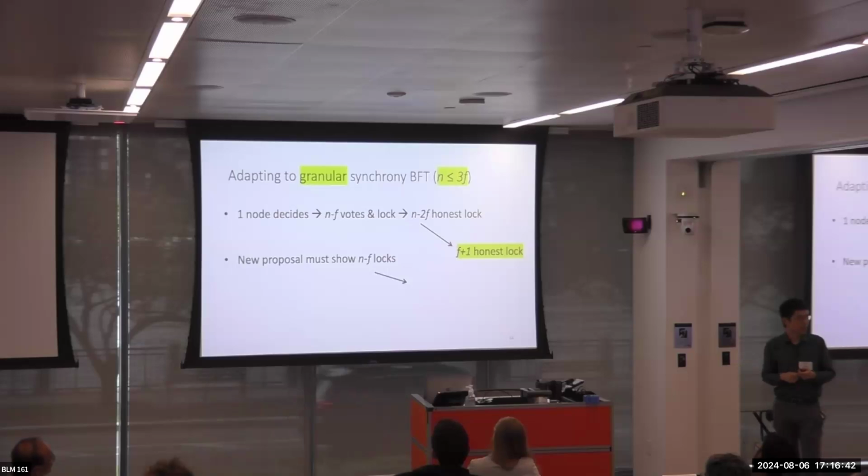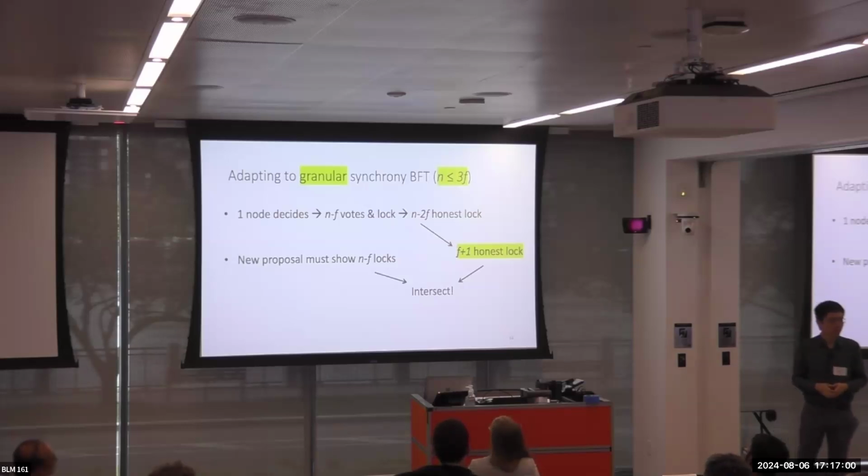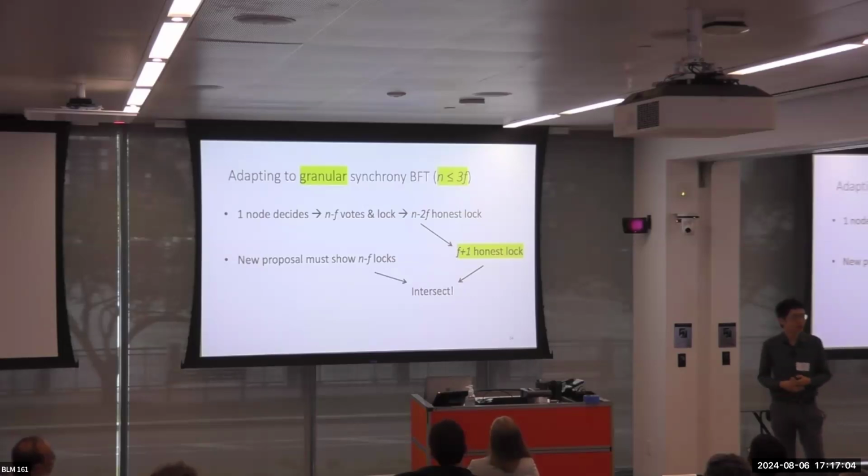So the main idea is that we will have to upgrade this n minus 2f quorum to a bigger quorum of size f plus 1. Whenever we have n minus 2f honest with the lock, we'll have to do something to make sure f plus 1 people have that lock. So then we can invoke the intersection argument: n minus f and f plus 1 intersect at one node. So we'll have to use our graph condition to make this happen.